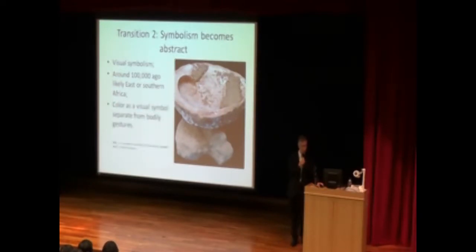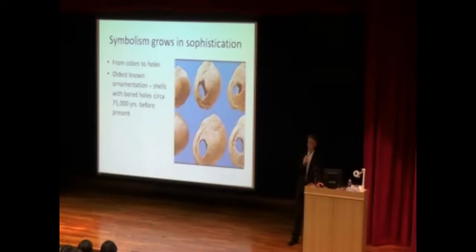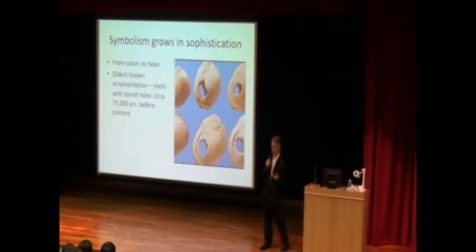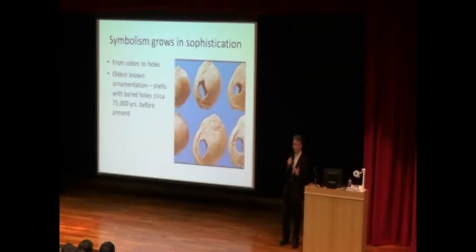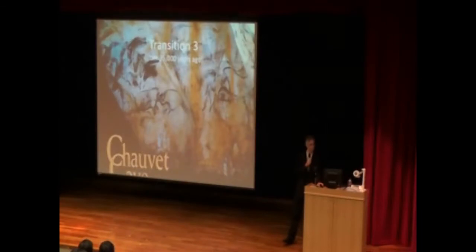And as we move forward, here we can see discoveries of shells with holes in them, perhaps to make a necklace. And that necklace, of course, again, is a gift, an abstract symbol of something, a visual symbol. Perhaps a man giving a necklace to a woman, a symbol of love.